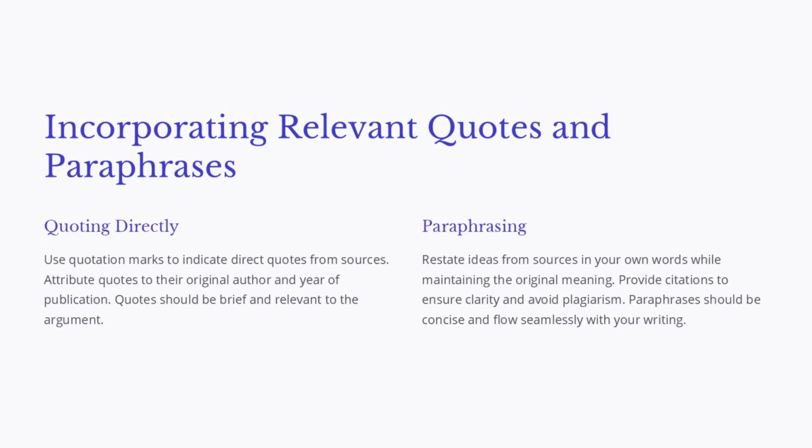Effective use of quotes and paraphrases can strengthen your arguments and demonstrate your understanding of the topic. When quoting directly, keep the quotes brief and relevant, and be sure to attribute them to the original author and publication year. Paraphrasing allows you to restate ideas in your own words while maintaining the original meaning. This shows your comprehension and avoids plagiarism. When paraphrasing, aim to be concise and ensure the paraphrased content flows naturally with your own writing. Both quoting and paraphrasing should be used judiciously to support your key points, not overwhelm the audience.